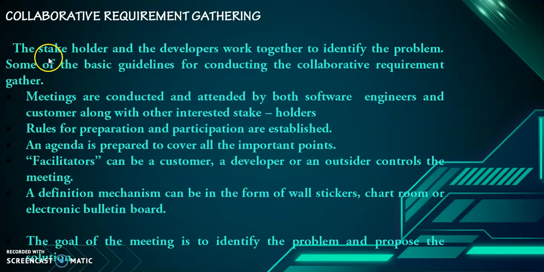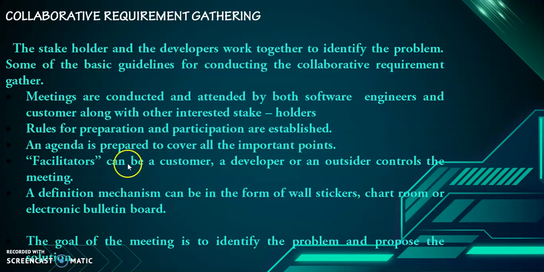Collaborative requirements gathering: the stakeholders and the developers work together to identify the problem. Some of the basic guidelines for conducting collaborative requirements gathering are given below. Meetings are conducted and attended by both software engineers and customers, along with other interested stakeholders. Rules for preparation and participation are established. An agenda is prepared to cover all the important points.